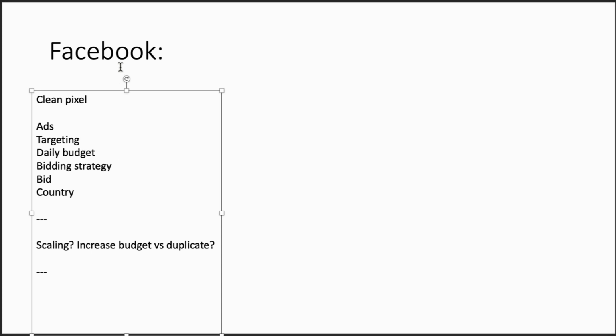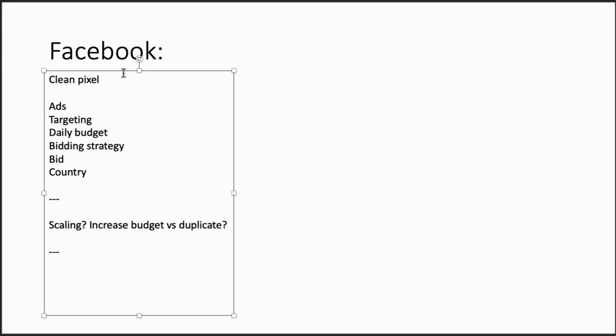Now, there is a particular way to split this properly, right? It's called single variable split testing versus multivariable split testing. For example, let's say that we want to test two different ads and two different targetings, so two different interests and two different ads.